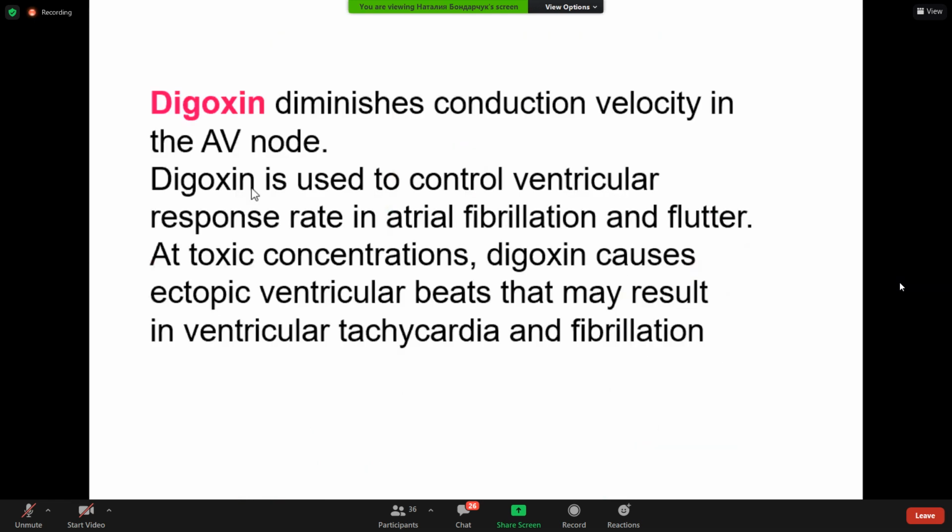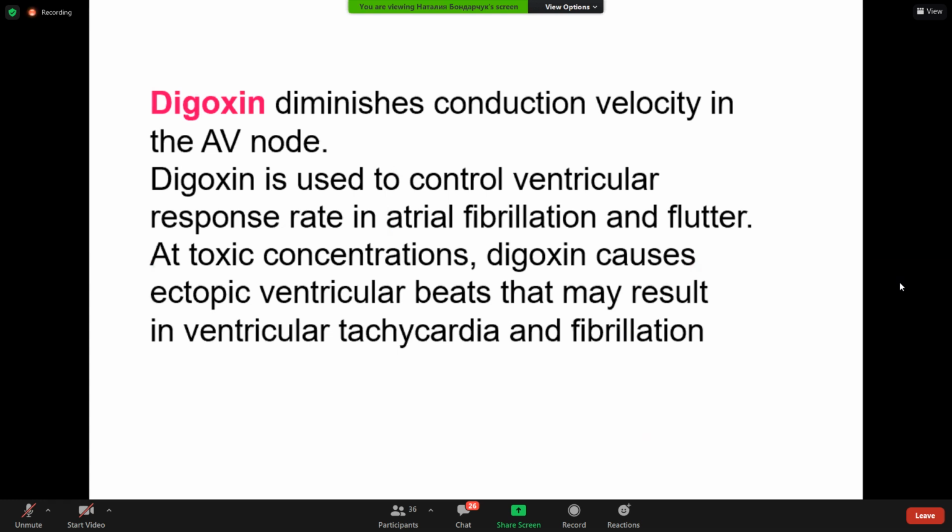So digoxin diminishes conduction velocity in the AV node. This is the antiarrhythmic mechanism of action. This drug is used to control ventricular response rate in atrial fibrillation and flutter. At toxic concentrations, digoxin causes ectopic ventricular beats that may result in ventricular tachycardia and fibrillation.